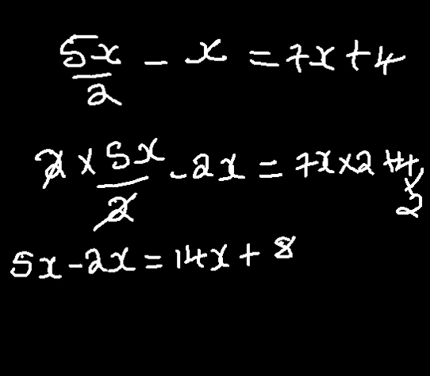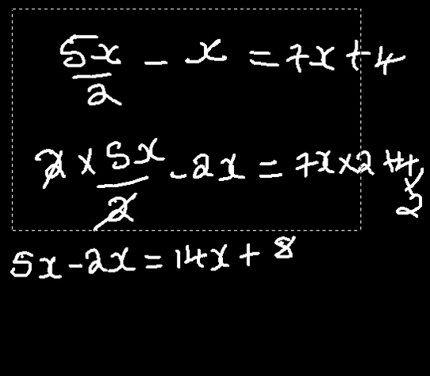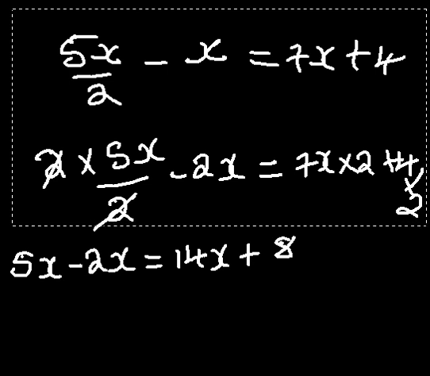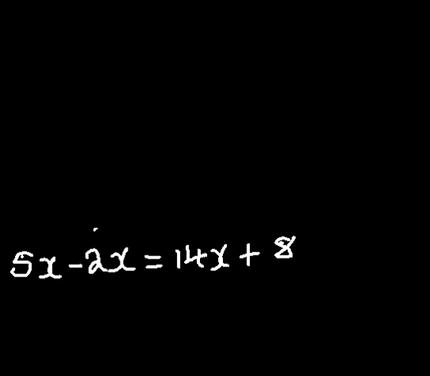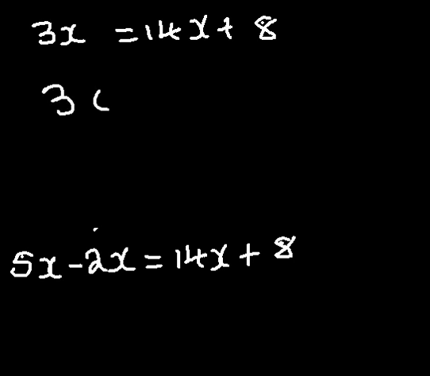Now we'll have the like terms together and solve for x. So how should we have that? In this case, these are the like terms already. We have 5x minus 2x, which gives us 3x, and is equal to 14x plus 8. Then we'll have to bring 14x to the other side. That gives us 3x minus 14x, which is equal to 8.